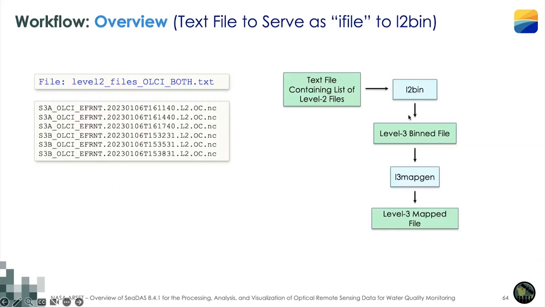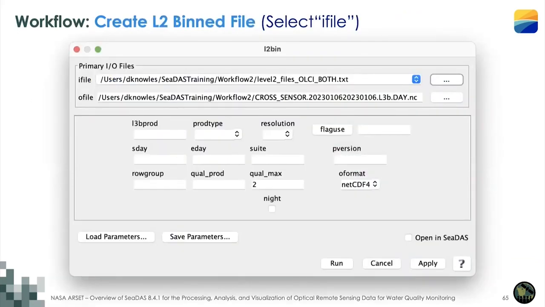So I run L2 bin, and I'm going to create a mapped file of these 6 OLCI files. I open level 2 bin, and we'll show you how to do that in the live demo, but you can refer back to this. Here's my input text file list and my output file, which is going to be a bin file. It's called cross sensor. Usually you'll have a sensor name, but since it's multiple sensors, cross sensor is the default that we use. And at the top are the instructions.